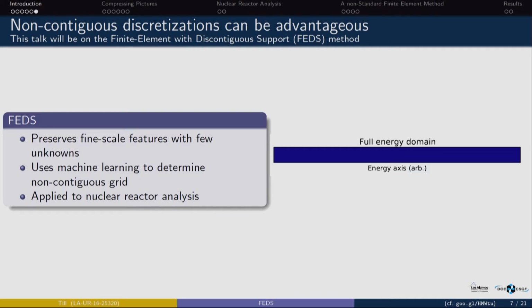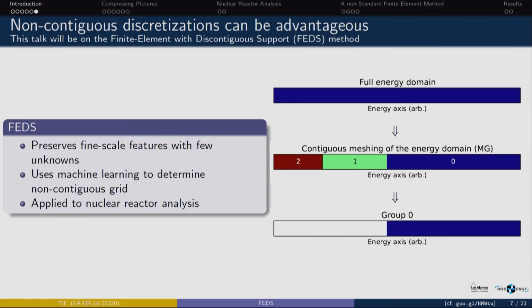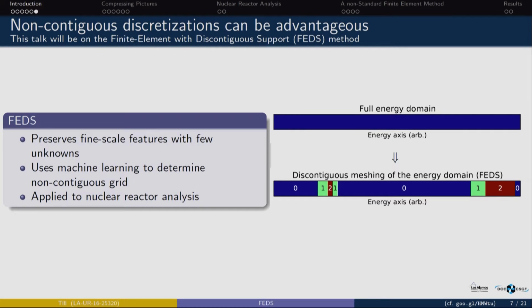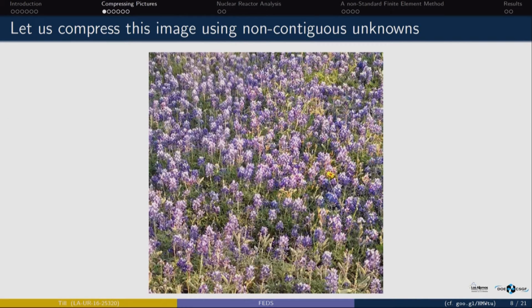So the FEDS method uses these non-contiguous domains, and you can preserve small-scale features like these resonances with fewer unknowns. Just to recap what we've done so far: if you have this full energy domain and you want to partition or mesh it, one way might be contiguously. You put it into pieces, in this case 3 pieces, and each piece is a contiguous set of energies. What I'm proposing is a mesh that is non-contiguous, where each unknown lives in a non-contiguous set of energies.